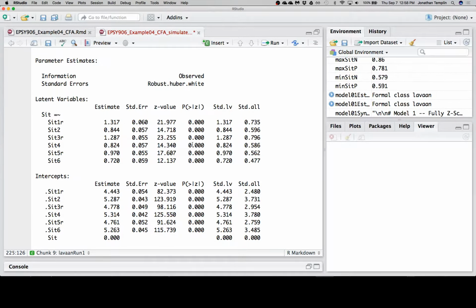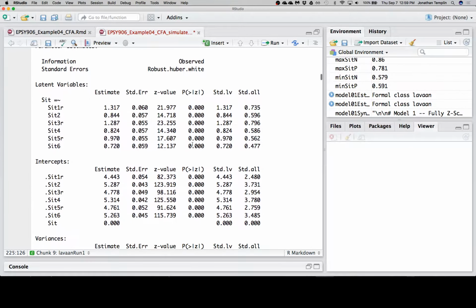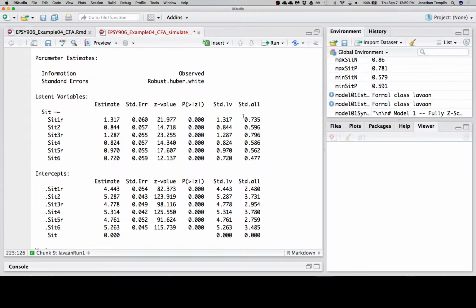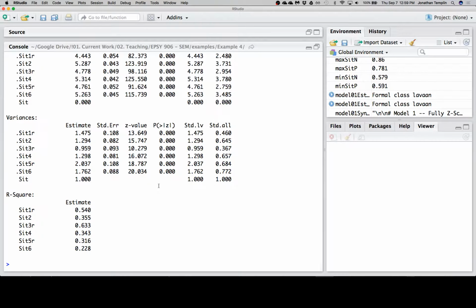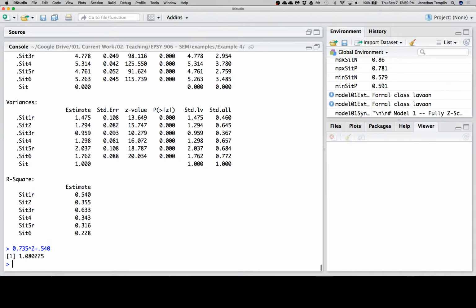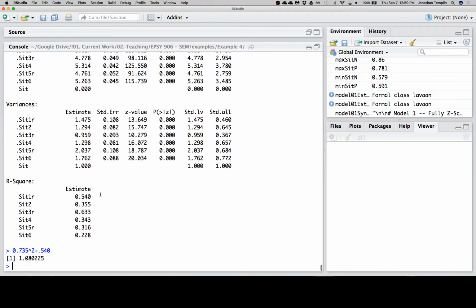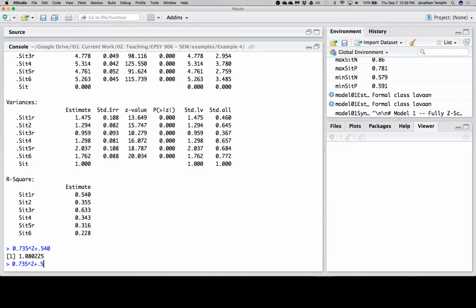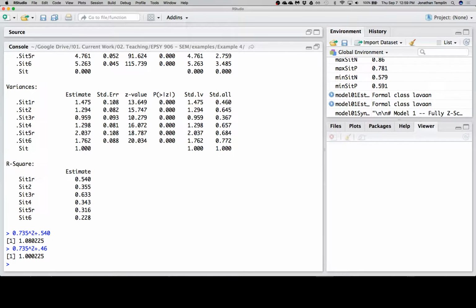Question? Yeah. I'm thinking about this because the variance is R squared. Here, if you want to see it, it's 0.735 squared, plus 0.540 should give us right about 1, although it's a little over. Oh no, it's not 0.540, it's 0.460. There we go. That's our total variance for standardized.